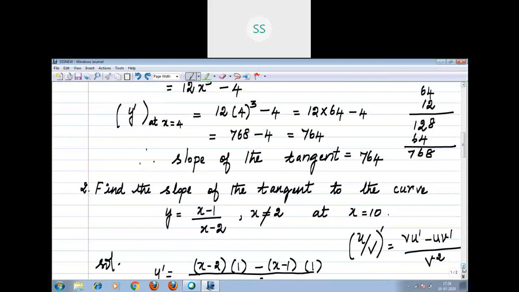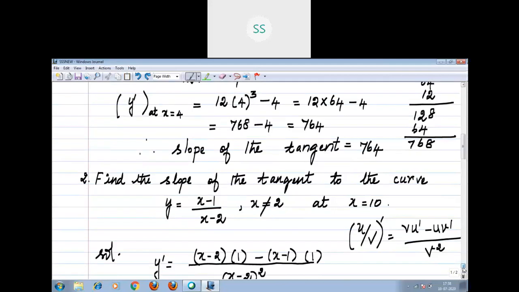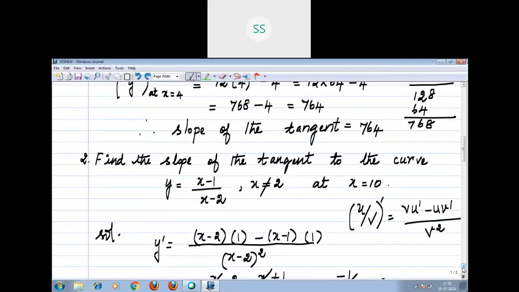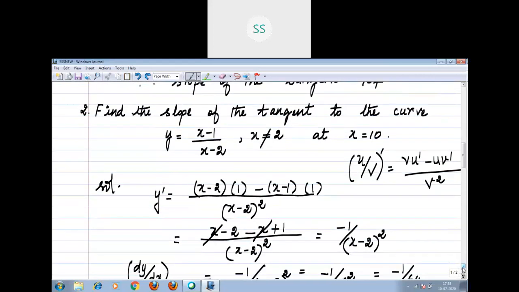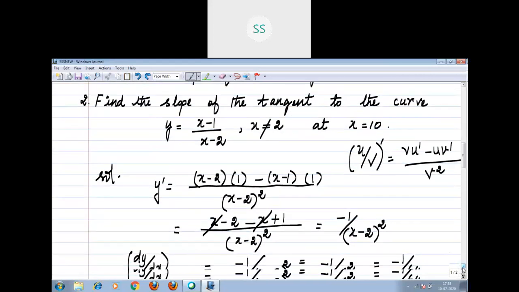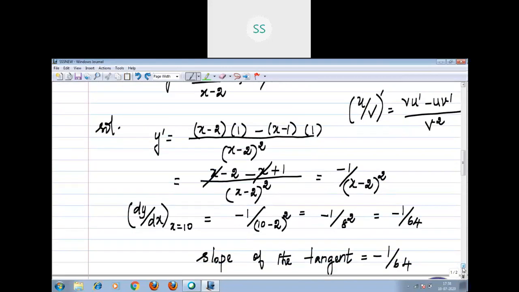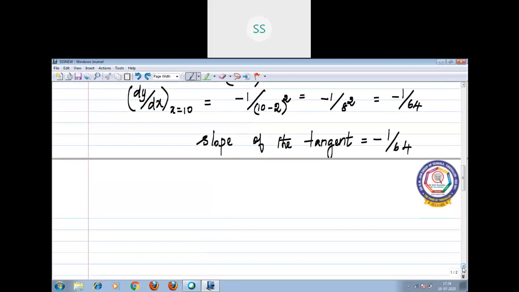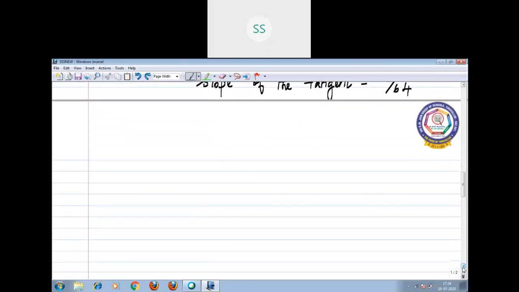Next, find the slope of the tangent to the curve y is equal to x minus 1 by x minus 2. Now, here you are applying the quotient rule: u by v the whole dash equals v u dash minus u v dash divided by v square. You arrive at the result as minus 1 by x minus 2 the whole square. Here your x is 10. So, minus 1 by 10 minus 2, that is 8 square, which is equal to minus 1 by 64. Slope of the tangent equal to minus 1 by 64.